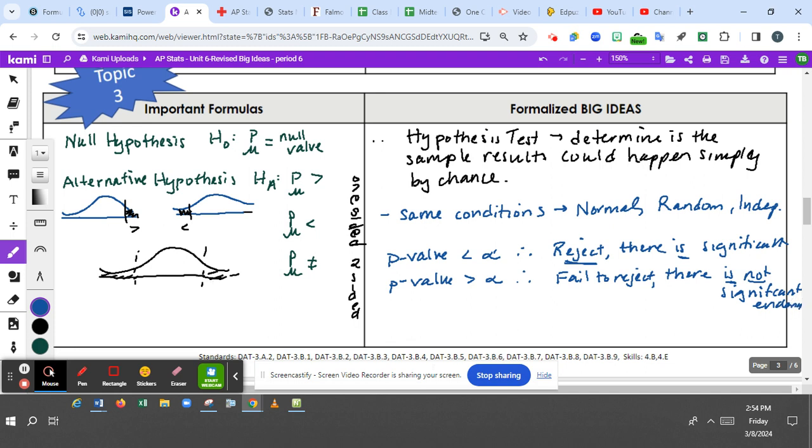Okay. And of course, my favorite saying of all time to help us remember all of these lovely things: when the p-value is low, reject the null hypothesis, or better known as when the p is low, reject the hoe.